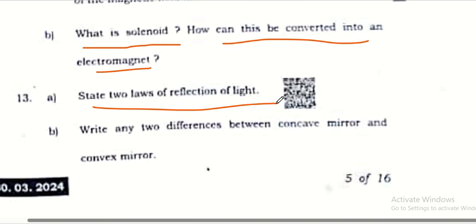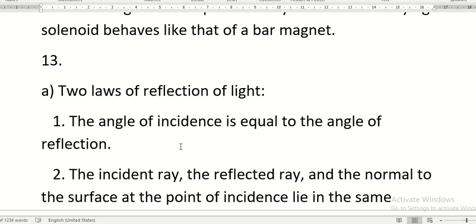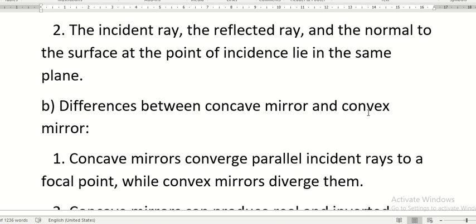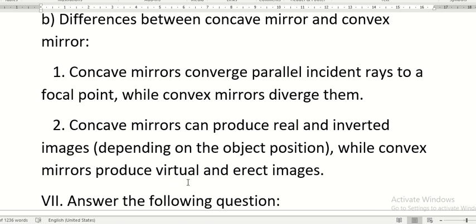And then, state two laws of reflection of light. Write any two differences between the concave mirror and convex mirror. So the laws of reflection of light are: the angle of incidence is equal to the angle of reflection, and the incident ray, the reflected ray and the normal to the surface at the point of incidence lie in the same plane. These two are the laws of reflection. And the differences between the concave mirror and convex mirror are: concave mirrors converge parallel incident rays to a focal point, while convex mirrors diverge them. Also, concave mirrors can produce real and inverted images, while convex mirrors produce virtual and erect images.